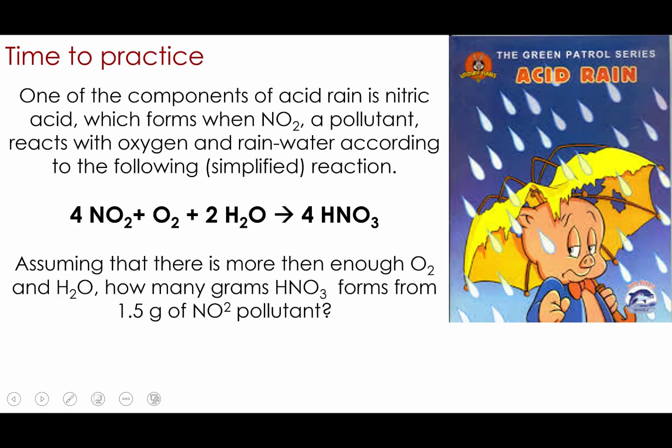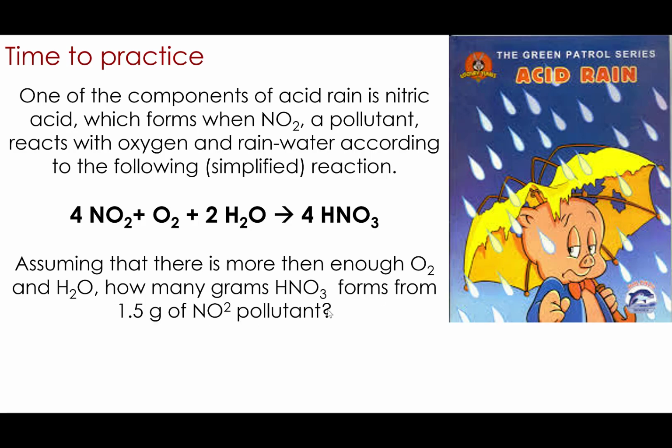So the problem that I'm going to solve is the following problem. I'm going to move through this problem fairly quickly. My assumption is if you're watching this, you've practiced some of these, you're starting to get a good feel for them, and this is just a new skill that you're adding on. One of the components of acid rain is when NO2, a pollutant, reacts with oxygen and rainwater to form nitric acid. Assuming there is more than enough oxygen and water, how many grams of nitric acid, HNO3, forms from 1.5 grams of NO2, the pollutant?